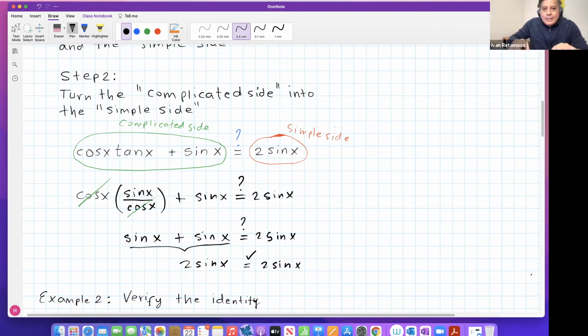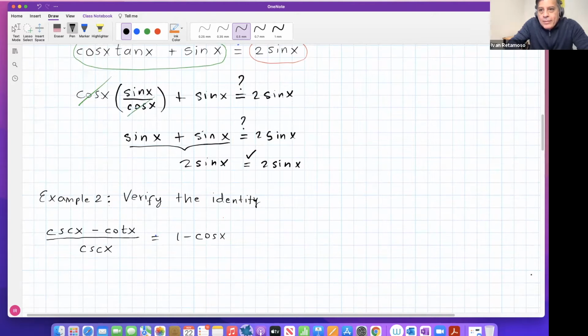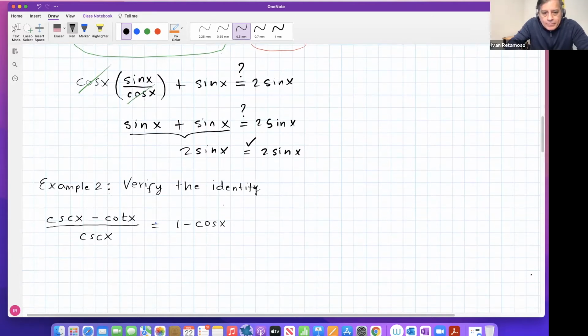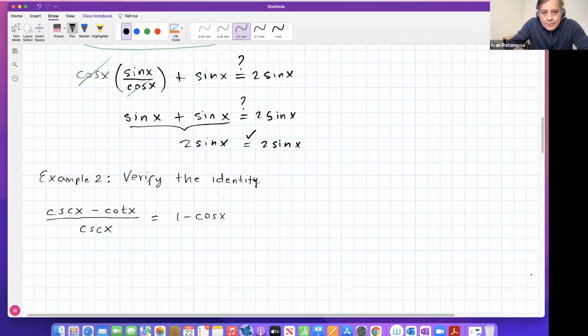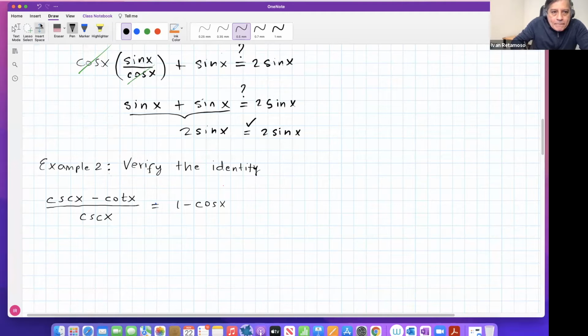Very good, guys. So this is a nice technique. I hope you follow that when you go over your special assignment 3, and when you go over the worksheets, I will show you next. Here is another example. Verify this identity.